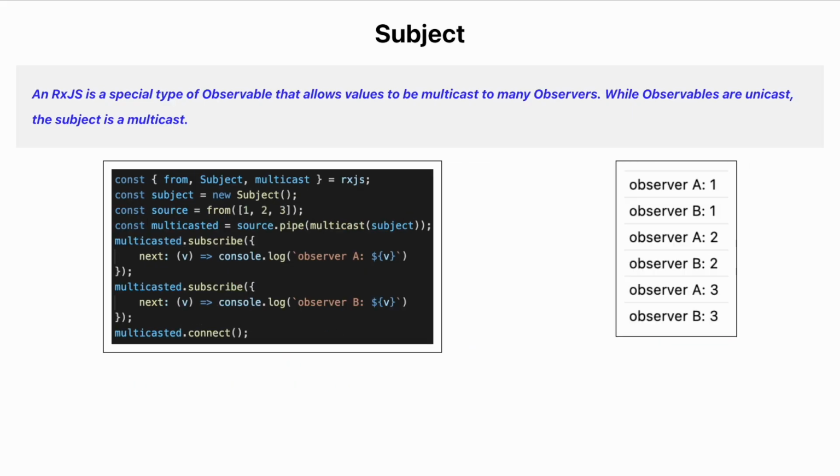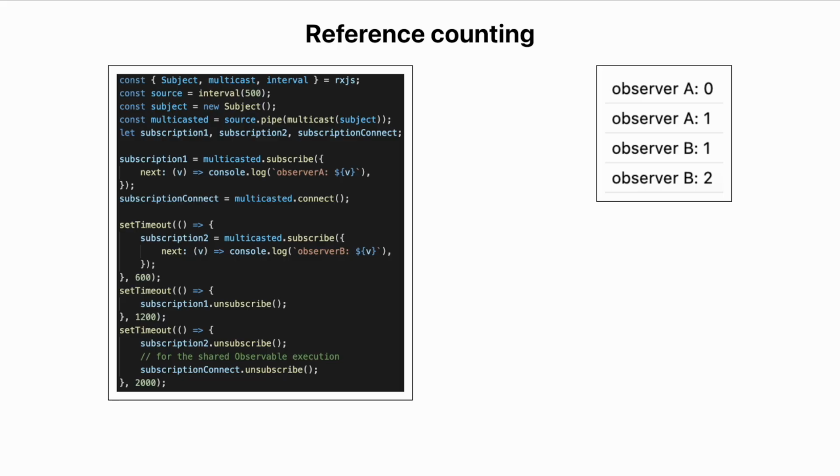The same example can be written using the multicast operator. Observers subscribe to an underlying subject and the subject subscribes to the source observable. Multicast returns a connectable observable, which is simply an observable with a connect method. The connect method determines when the shared observable starts execution, because connect does source.subscribe(subject) and returns a subscription. Reference counting. Calling connect manually and handling the subscription is often cumbersome.